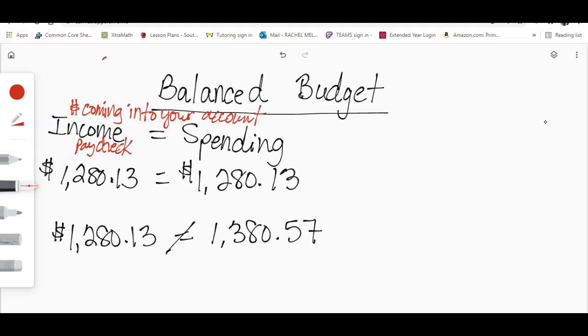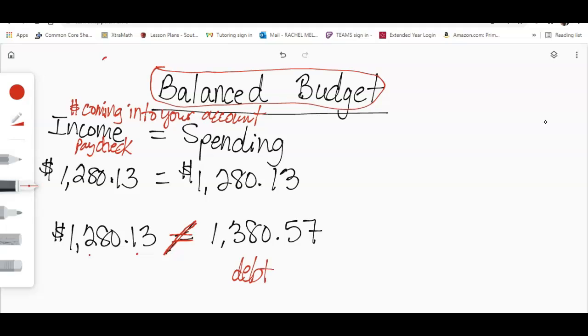So if I have $1,280.13 as my paycheck, and I spend exactly $1,280.13, we say that our budget is balanced. If my paycheck is $1,280.13, and this sign means not equal, and my spending is $1,380.57, that is not equal. That is not balanced. This means that I'm actually in debt, meaning I owe money to someone.